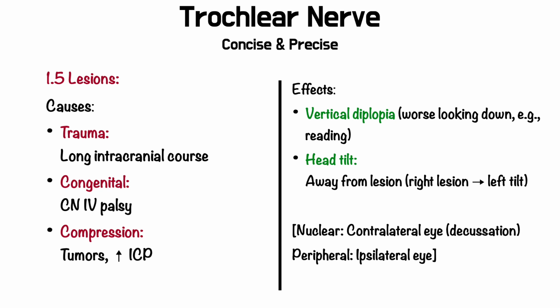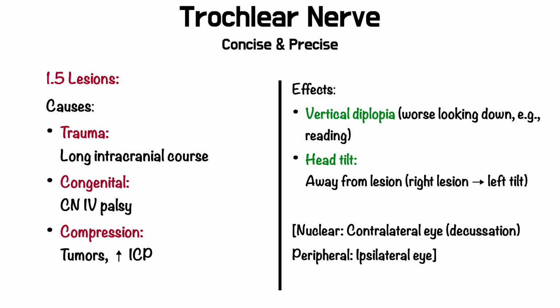So the patient with trochlear nerve palsy often presents with head tilt away from the lesion. If it is a right lesion, the patient tilts the head to the left. Why is that? Because the fibers of the right trochlear nucleus supply the left eye, the left superior oblique muscle, because it decussates, right? So that is why the head tilt is opposite or away from the lesion.